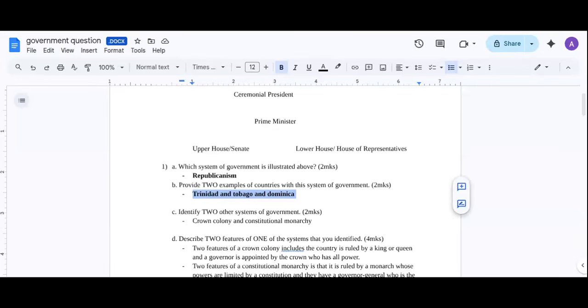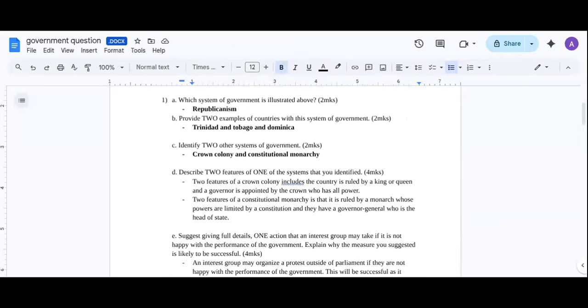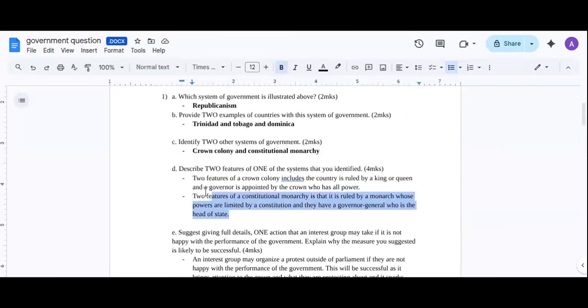Identify 2 other systems of government. We have a crown colony and the constitutional monarchy. So sometimes you all get mixed up with system of government, branch of government, type of government. So the systems of government is where we look at crown colony, constitutional monarchy, and republicanism. Describe 2 features of one of the systems that you have identified above. So I'll answer the 2, so 2 features of each.